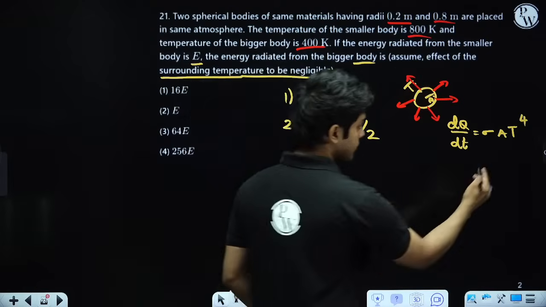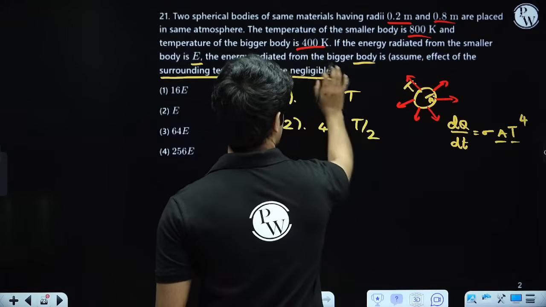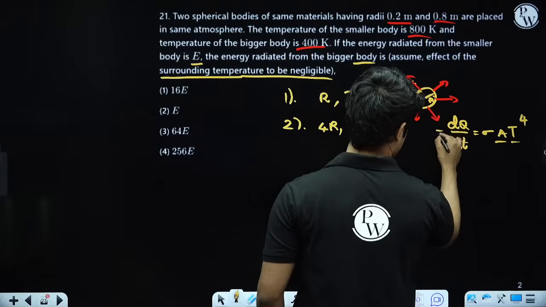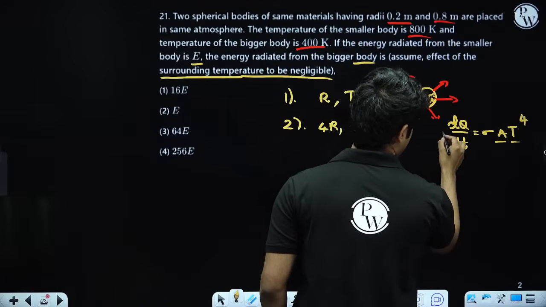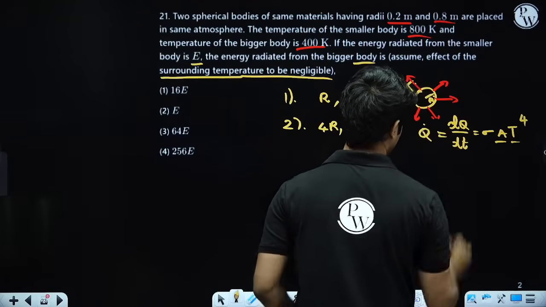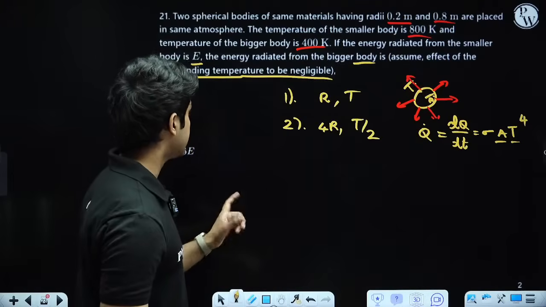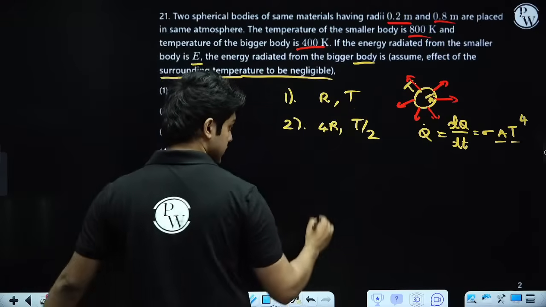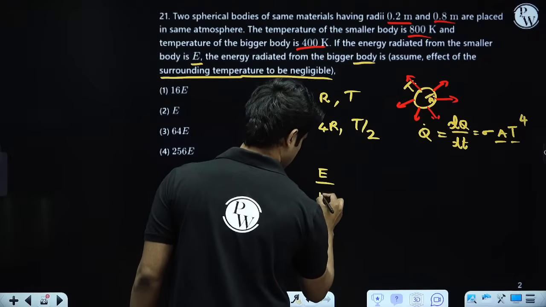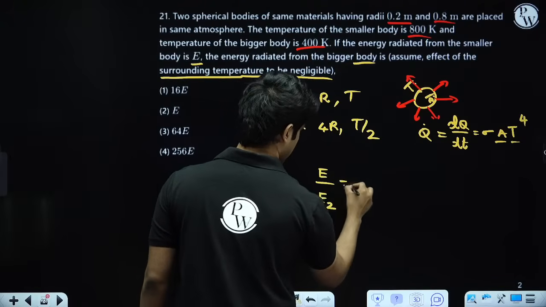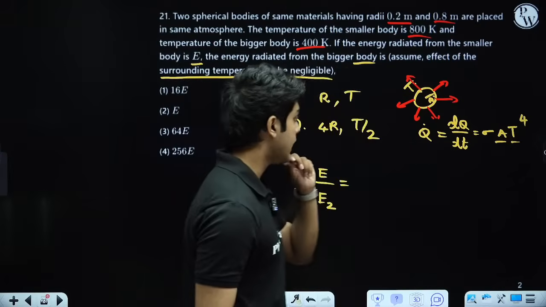So essentially the game is between A and T, because the energy they have given and we have to compare energy. This is the rate at which energy flows out of the body, so I'm going to call this Q dot, the same as dQ by dt. We have to compare their energies, right? First body's energy they have given as E, so E divided by E2 is what we have to find. Sigma is a constant, so the game is between A and T.